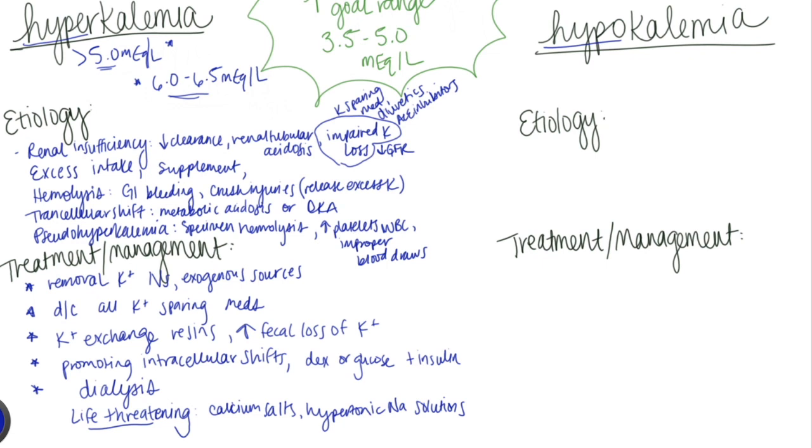So if we jump to the right side of our screen, we can start our discussion on hypokalemia. So this is the low blood potassium range, folks below 3.5 milliequivalents per liter. And these folks we could also consider on a gradient. Sometimes when you're closer to the 3.5, that's considered mild hypokalemia. In many cases, this can be asymptomatic.